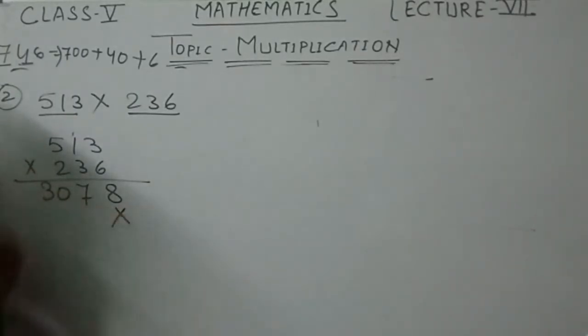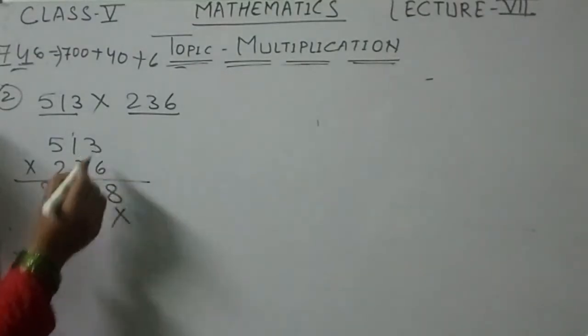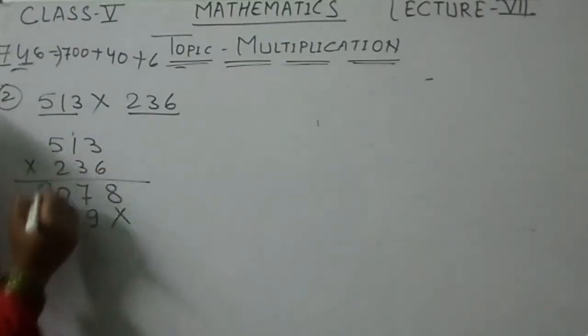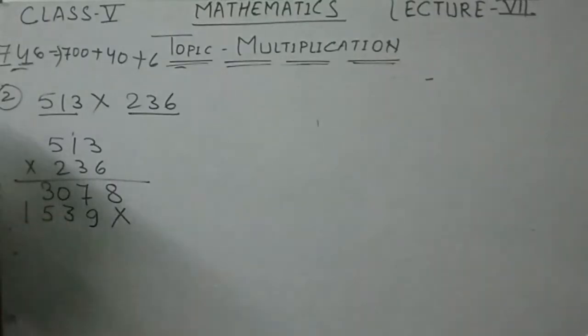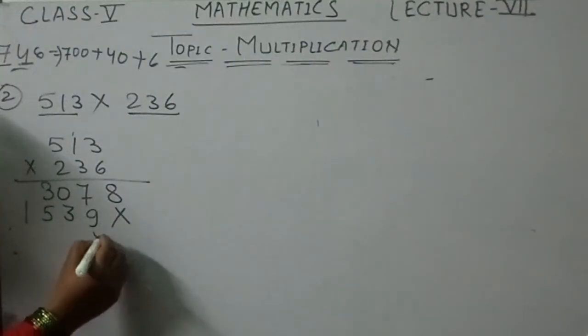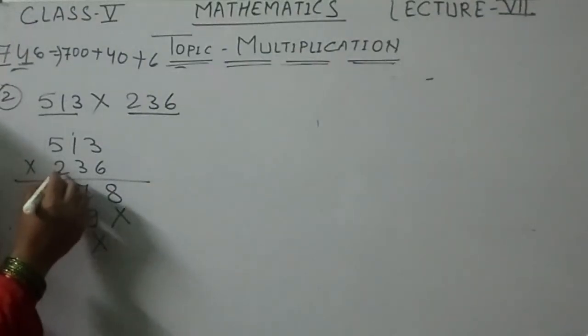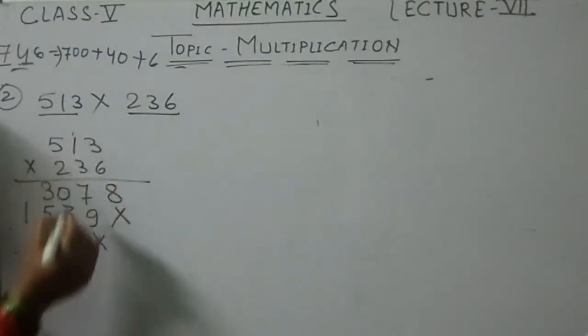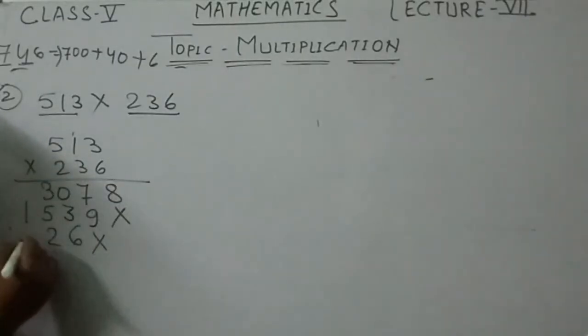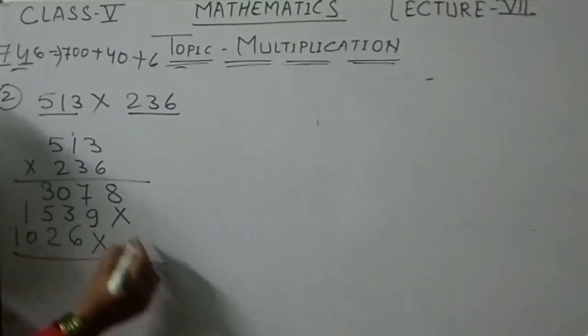Then read the table. 3 3s are 9. And 3 1s are 3. 3 5s are 15. Okay. Then again you have to put the cross, and then you have to start reading the table of 2. How many times? 3 times. 2 3s are 6. 2 1s are 2. 2 5s are 10. Now add all the numbers together.